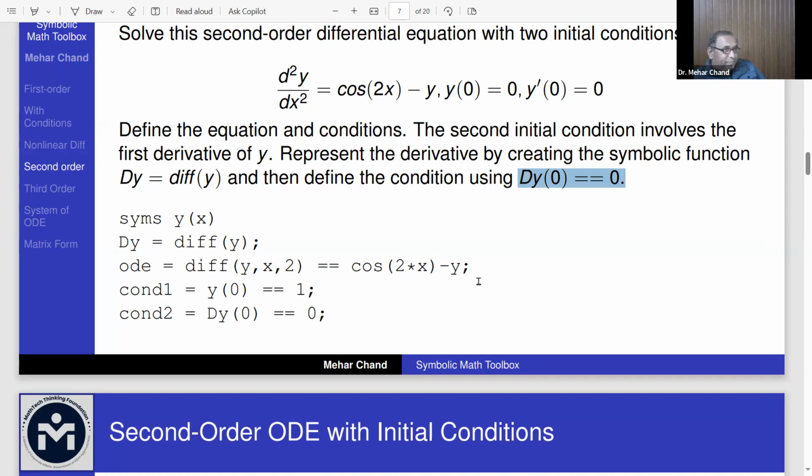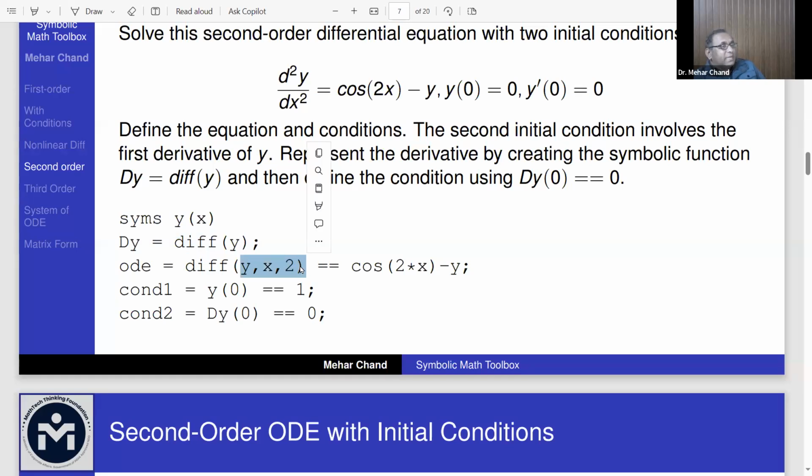How can you make it? See, dy means diff y. Dy means diff y. Now this is the first condition. First we have to write the differential equation in the second order. Check it. ODE is equal to diff y x 2.